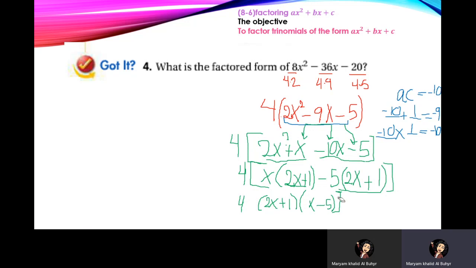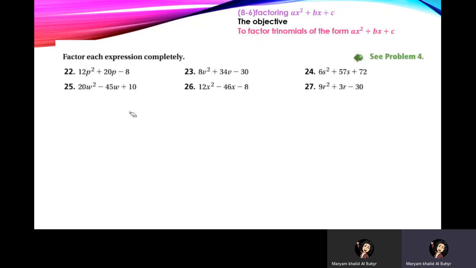Before I move on, let me do one more exercise with you. I am planning to do exercise 22. So let me do exercise 22 with you. Here, I will rewrite it first. So 12p to the power 2 plus 20p minus 8. You are going to look at all the numbers that you have.